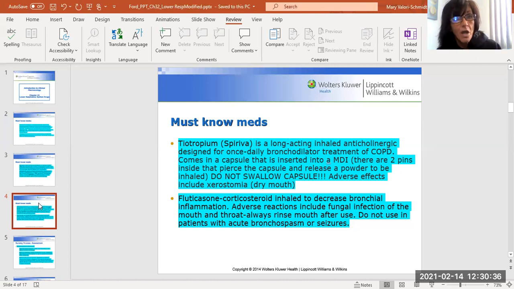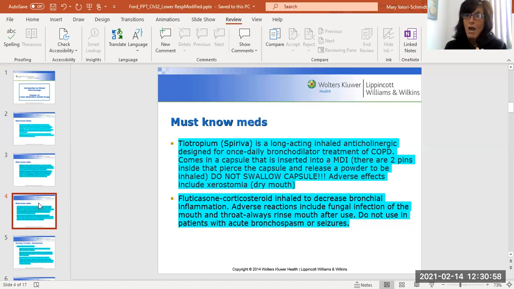Now, you may think it's common sense, but when this drug first came out, believe it or not, patients would go pick it up at the pharmacy, not really read the instructions, and the first thing they would see are the capsules. And it would say, use once daily, and they would swallow the capsule. So that is a no-no. The capsule goes into the inhaler.